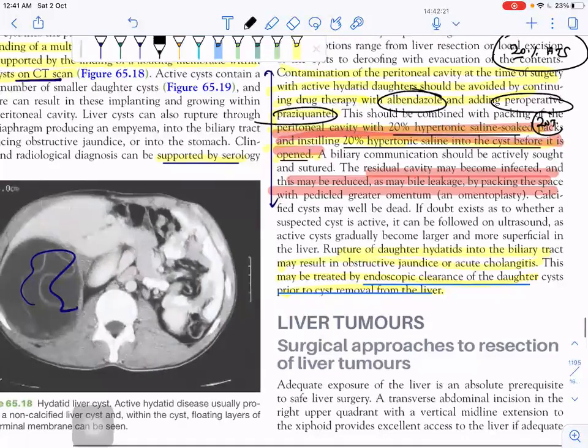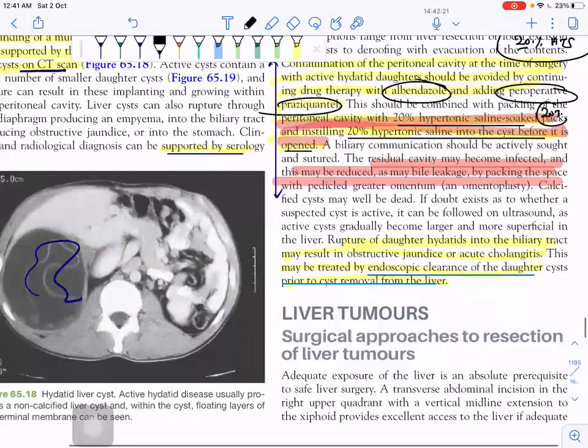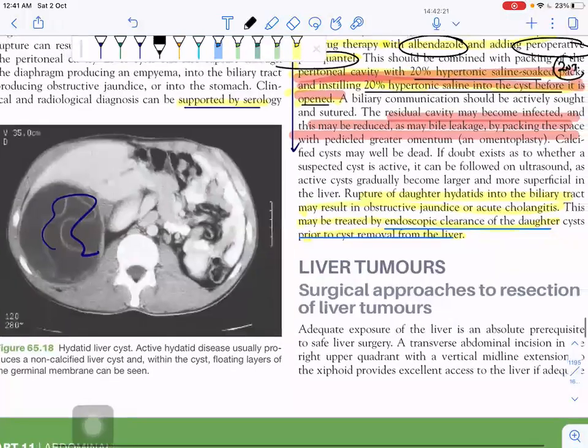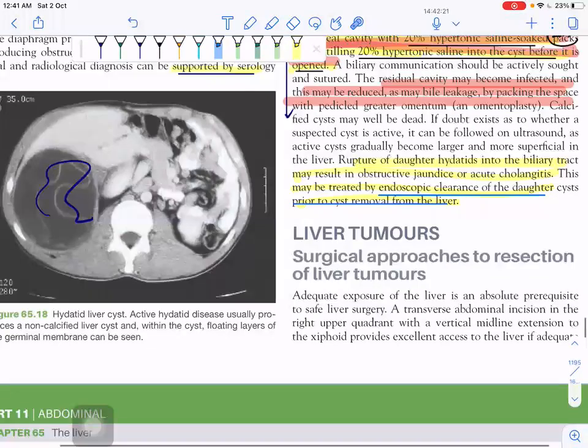The residual cavity may become infected, and this may be reduced by treating bile leakage or packing the space with the pedicled greater omentum. So they will do omentoplasty also for the residual cavity. Rupture of the daughter hydatid into the biliary tract can result in obstructive jaundice or acute cholangitis. This can be treated with endoscopic clearance of the daughter cyst prior to the cyst removal from the liver.